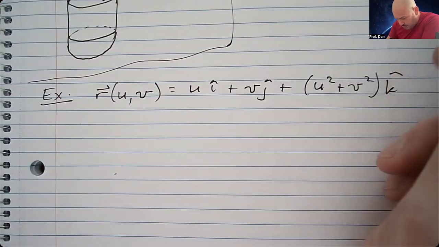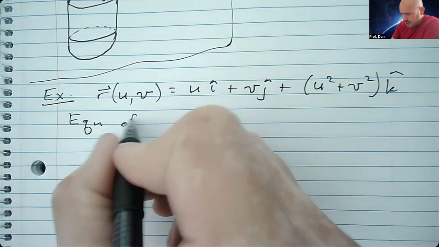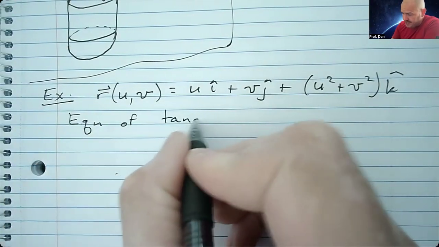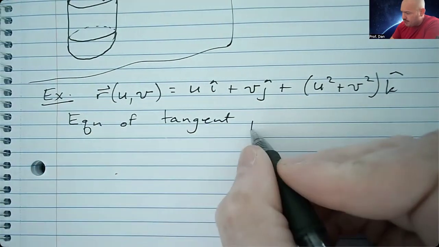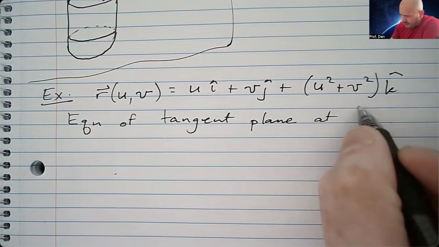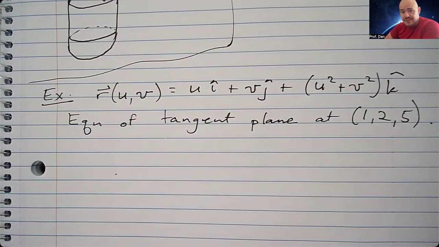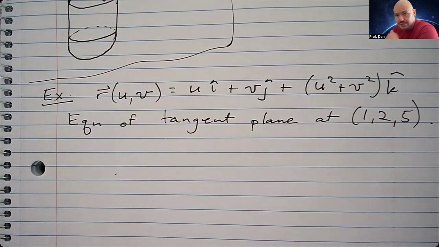Right, and we want to write the equation of the plane that's tangent to this paraboloid at the point 1, 2, 5. So this is honestly something that you guys have done before. The only difference is now instead of differentiating with respect to just t, you're differentiating with respect to two parameters.